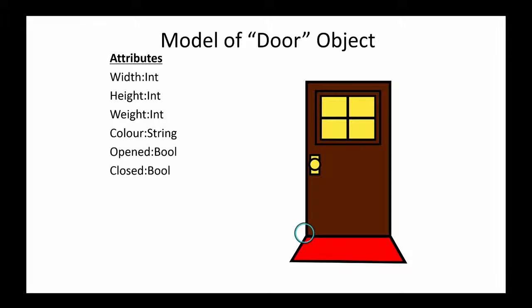If I have to model this, if I have to convert this into a computer program, I need to now start thinking about what would be the type of each one of these attributes. So if I define a variable called width, I'd like to store the width in the form of an integer as a variable. So I've given width to be integer, height to be integer, weight to be integer, and the color of the door, either blue, green, or brown, that's going to be a string. And opened is going to be boolean or bool, either it's yes or no, and also closed is going to be bool, yes or no.